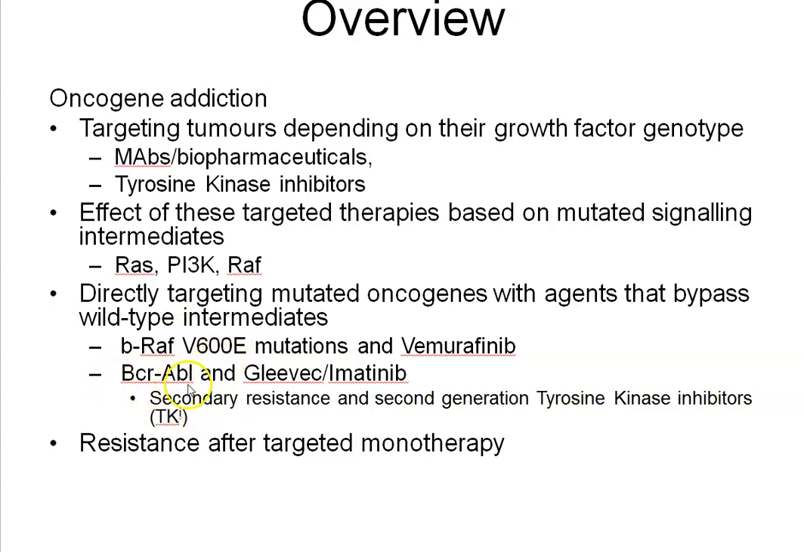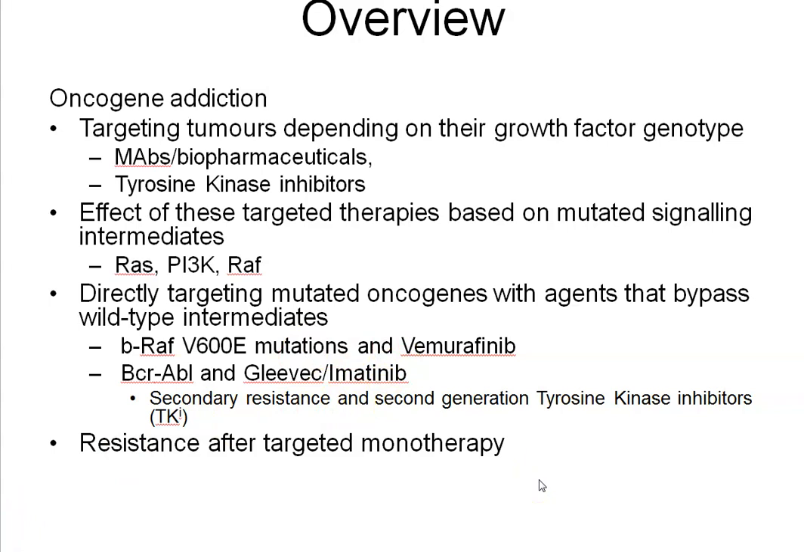Also, we've got the BCR-ABL translocation. This is the ABL oncogene, which is activated by translocation to the BCR gene, and there are drugs that specifically act upon this translocated form of BCR-ABL, and the main drug there is imatinib, and there are some drugs that are designed once you get imatinib resistance as well.